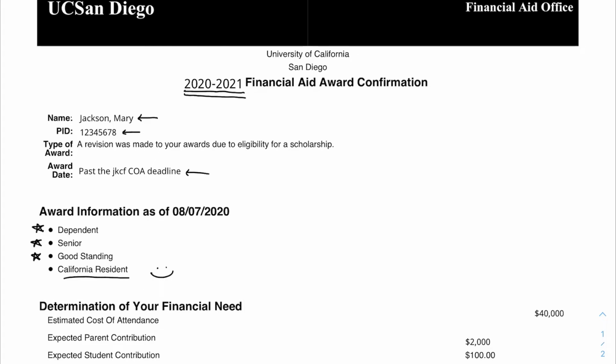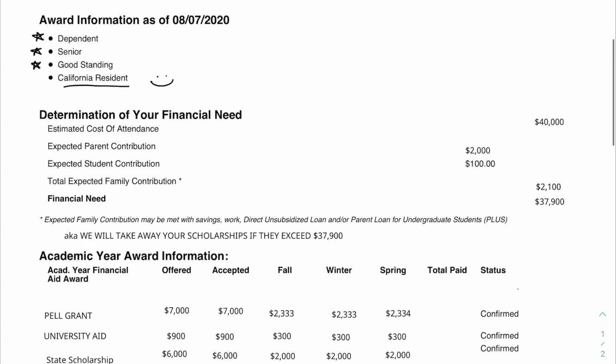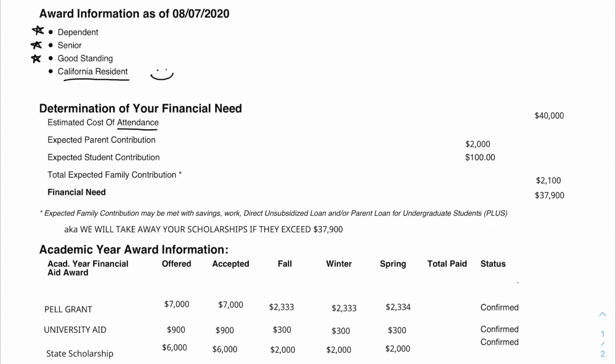So we're going to jump right into it. Here we're going to look first at our estimated cost of attendance. If you look at your school's website, they will have an estimated cost of attendance for the year in which you are enrolling. That is an estimate. It's not always the number that you will see here on your confirmation letter, and that's why you shouldn't use those numbers to fill out your cost of attendance worksheet. They're not always correct, and they can get you into some trouble.